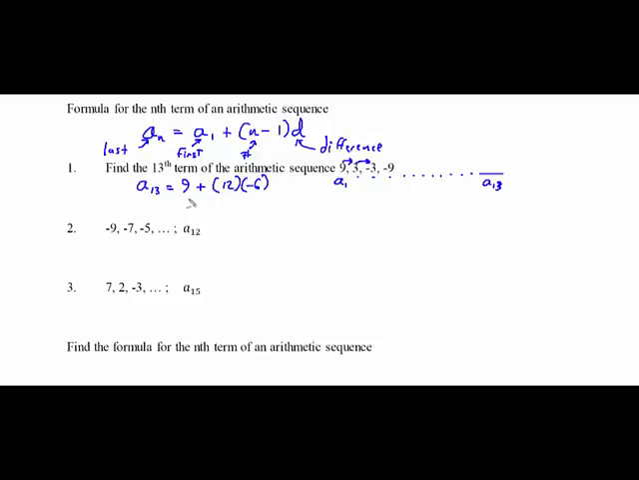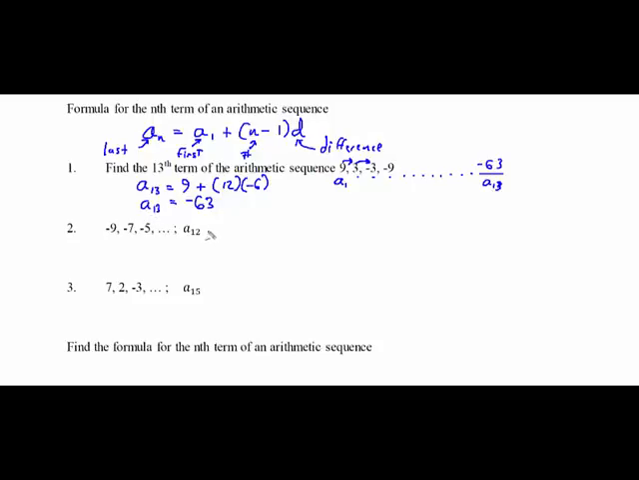So by typing this into the calculator, 12 times negative 6 plus 9, or using order of operations on my graphing calculator, I get an answer of negative 63. So if I did this problem out, this would be the 13th term, that a sub 13.